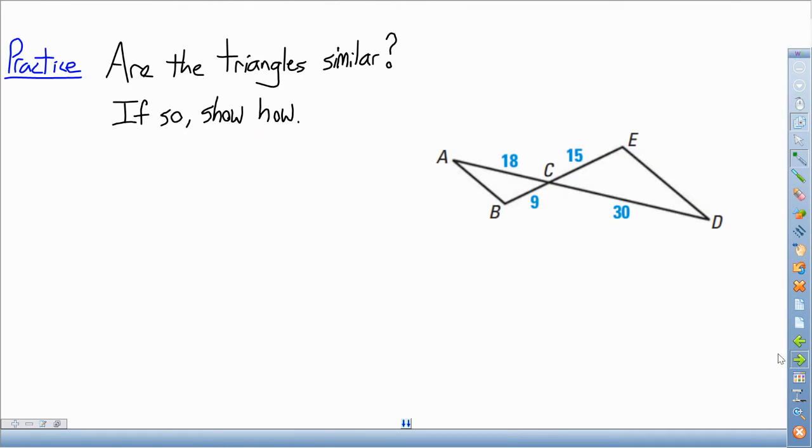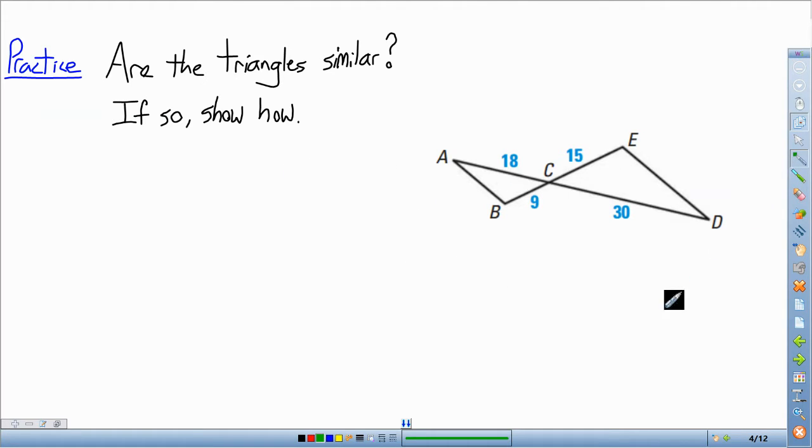Okay, so I'm going to have you guys go ahead and try one of these. This one is a little different. This one is asking, are the triangles similar? Are they similar? If so, show how. You need to figure out which one of these theorems is being used, and figure out if it's actually being used.